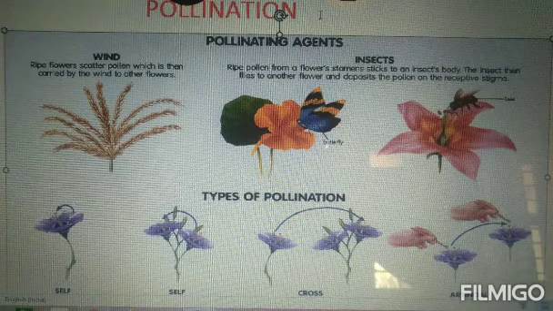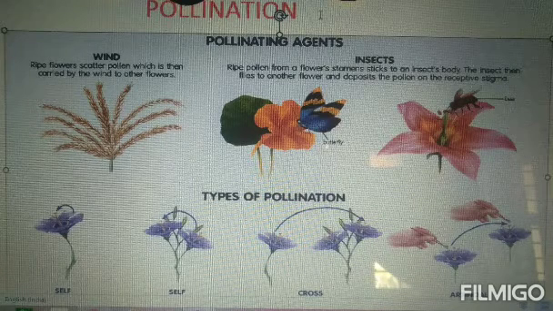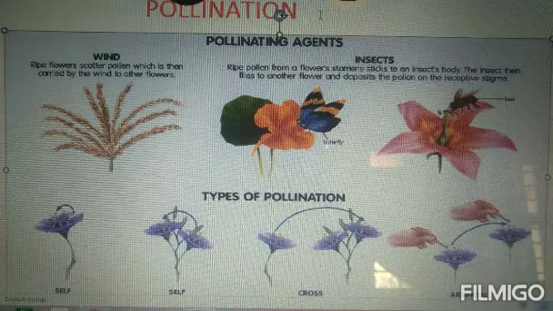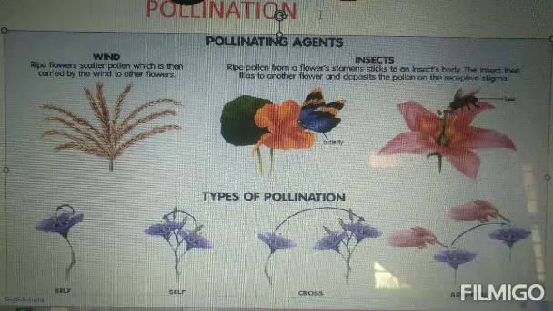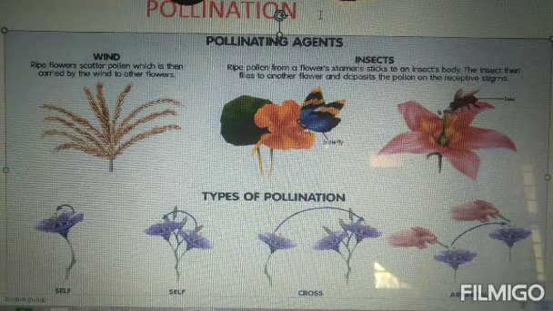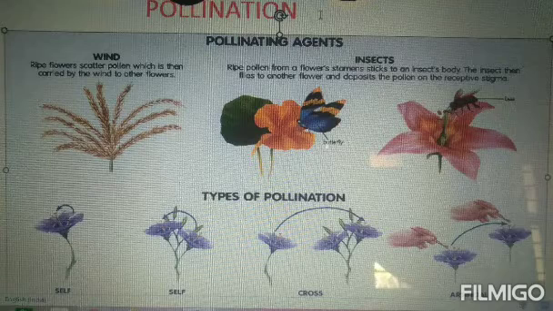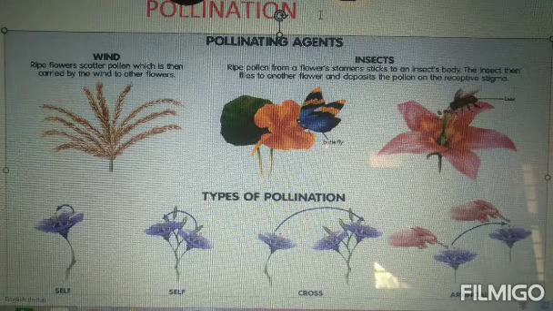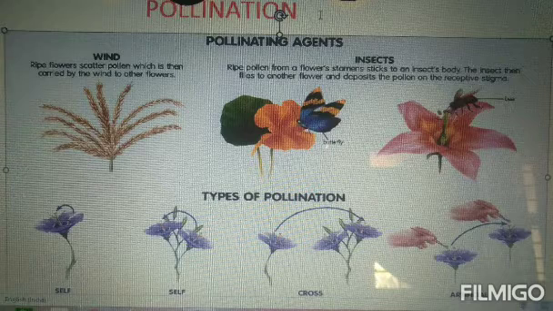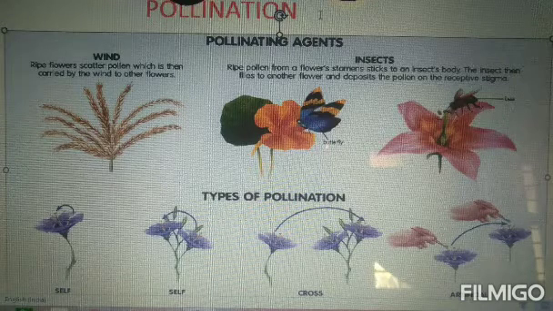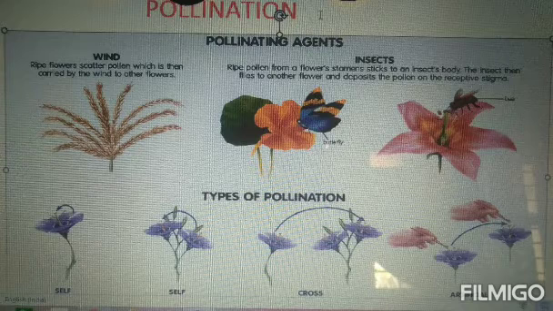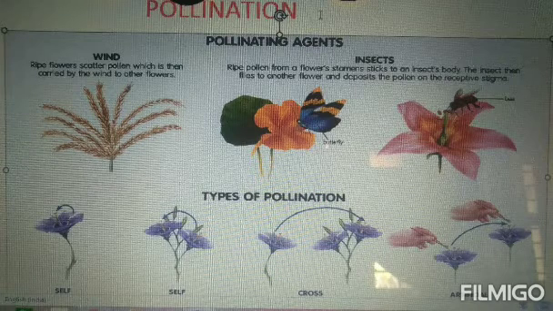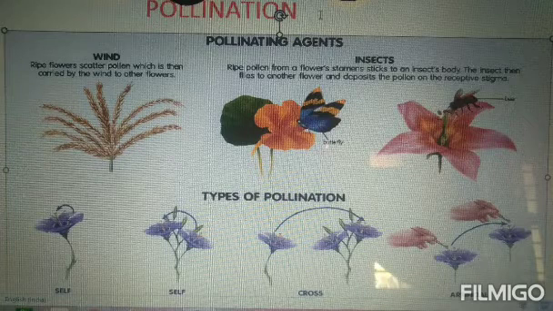In the previous chapter, we have studied that reproduction has three events: pre-fertilization, fertilization, and post-fertilization. In pre-fertilization, there are two steps. First one is gamete production, then gamete transfer. Gamete production we have discussed, that is microsporogenesis and megasporogenesis. So once pollen grain and egg is formed, then pollen grain has to come in contact with the egg.